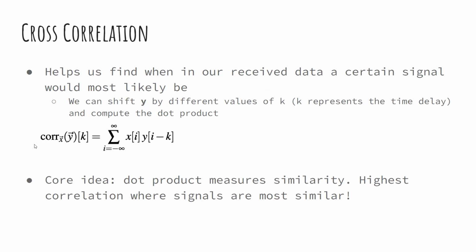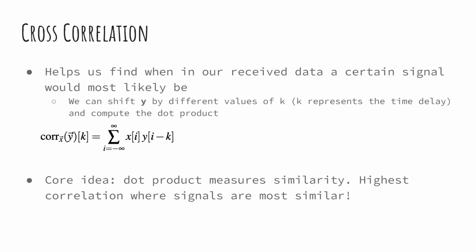When we're calculating the correlation between x and y, as you can see here, we look at the sum of all the elements of x and y, but y is shifted by a certain amount k. This is equivalent to saying we're calculating the dot product of x and y, but y is shifted by k. So we're going to shift y by different values of k, compute the dot product for each of those values of k, and then see which dot product results in the highest value.